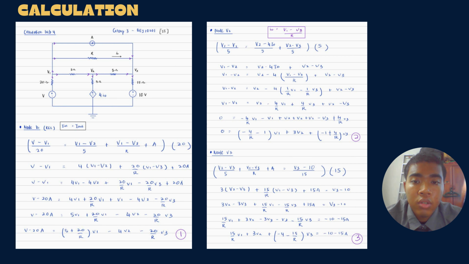Then, we use the technique nodal analysis, which is I in equals I out. For node V1, we got the equation V minus 20A equals (5 plus 20/R) V1 minus 4 V2 minus (20/R) V3. Then for node V2, we got the equation 0 equals (-4/R minus 1) V1 plus 3 V2 plus (-1 plus 4/R) V3. And in node V2, we know that I equals (V1 minus V3)/R. Then for node V3, we got the equation (15/R) V1 plus 3 V2 plus (-4 minus 15/R) V3 equals -10 minus 15A.